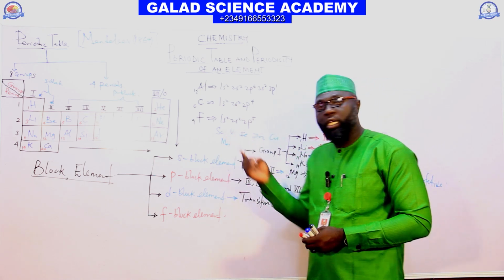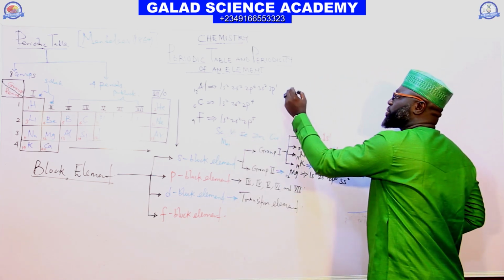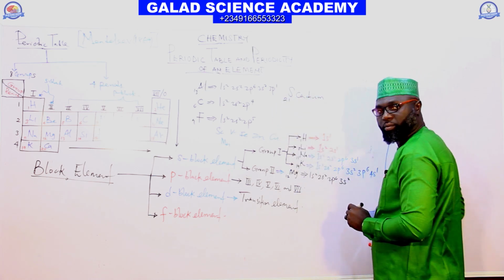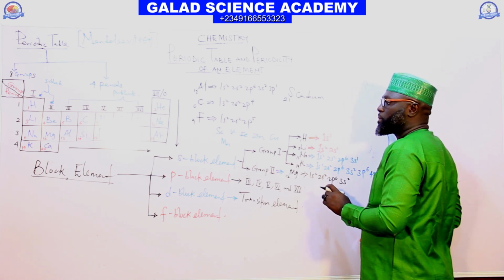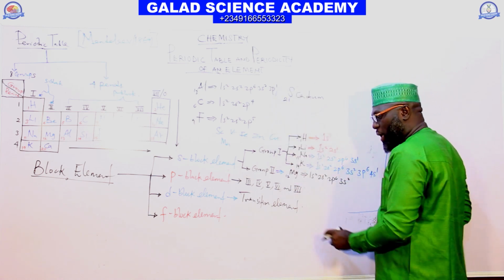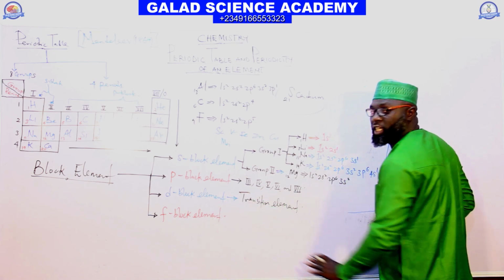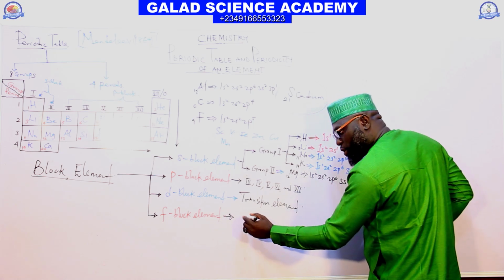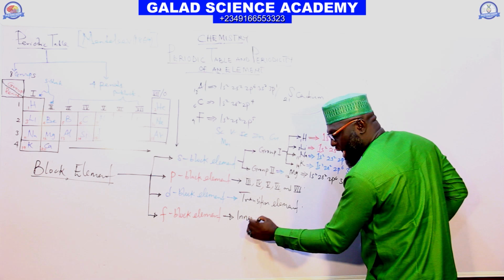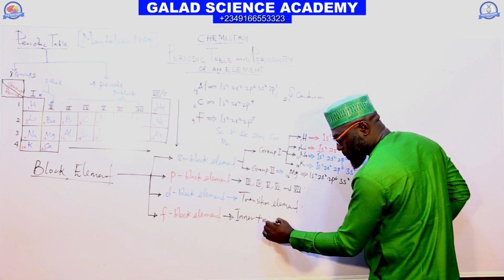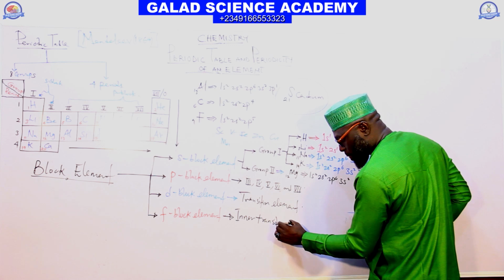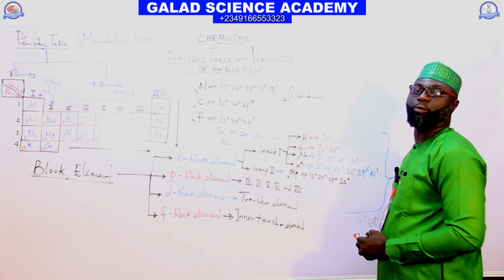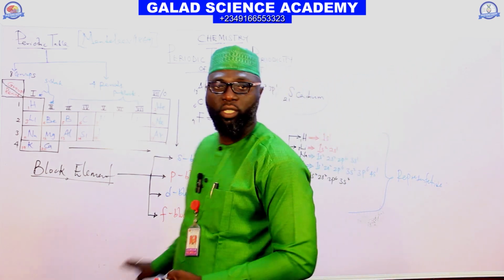If we write out the configuration for scandium, scandium is atomic number 21. If you write it out, you have a partially filled D block. And the last one here is the F block. F block elements are the inner transition elements in the periodic table.